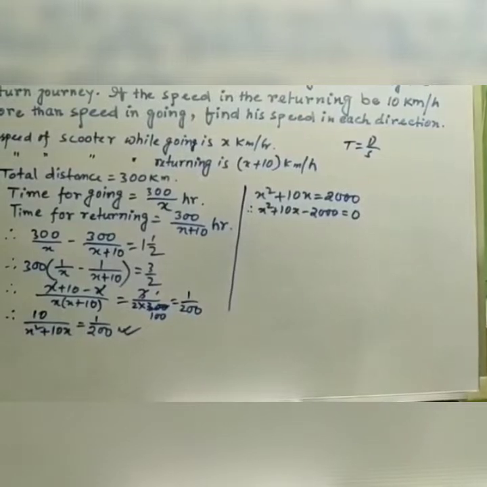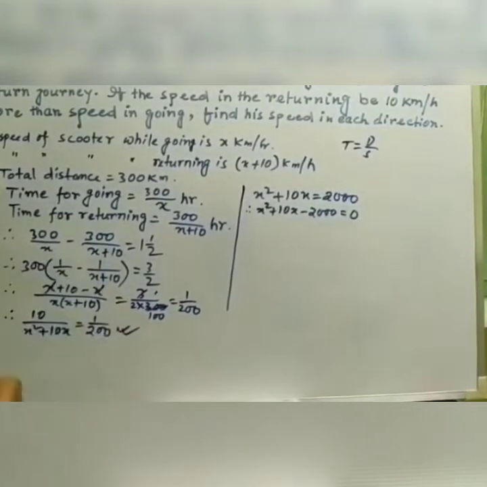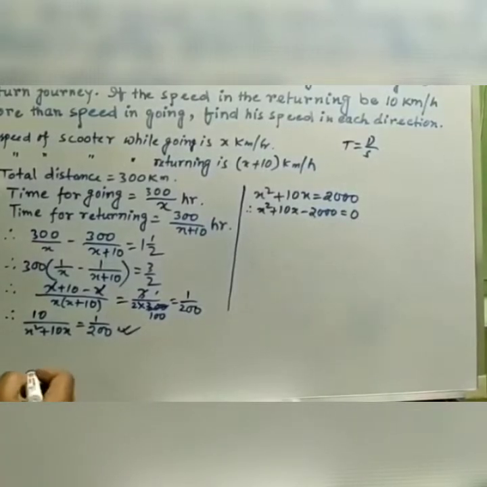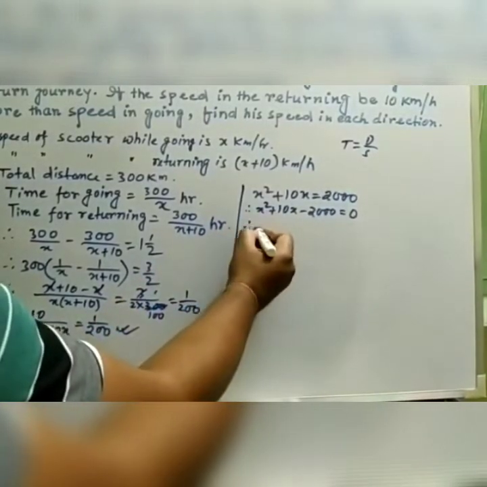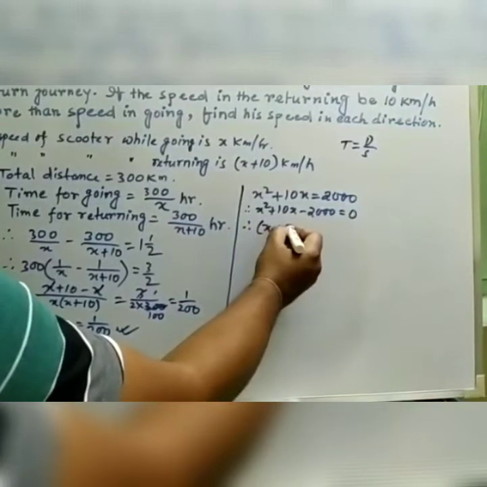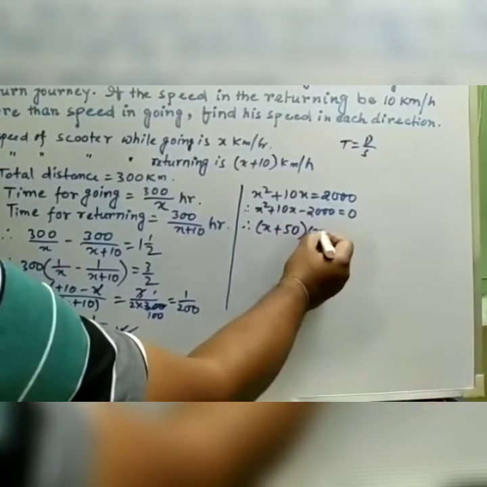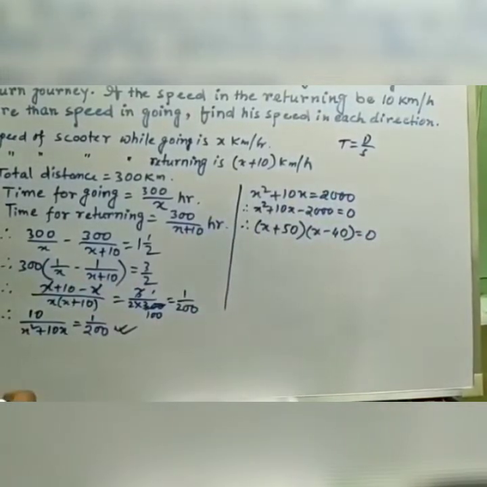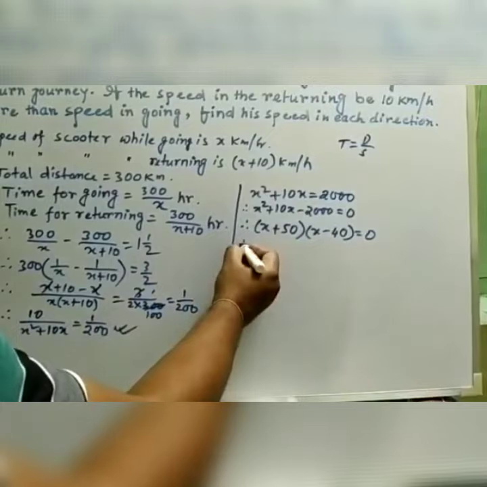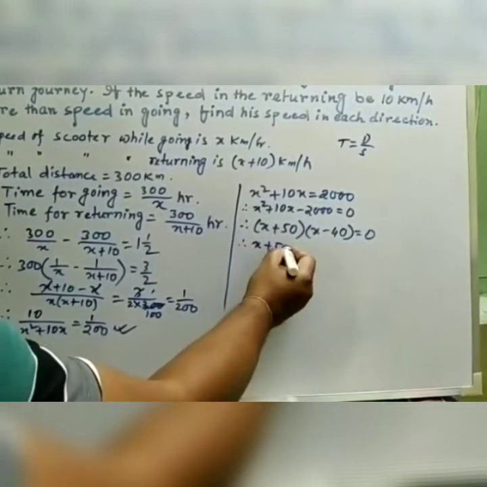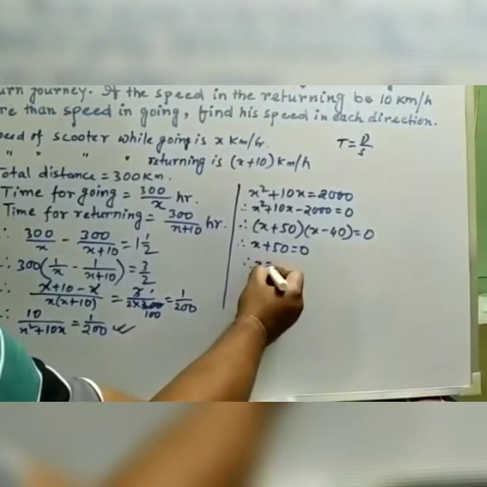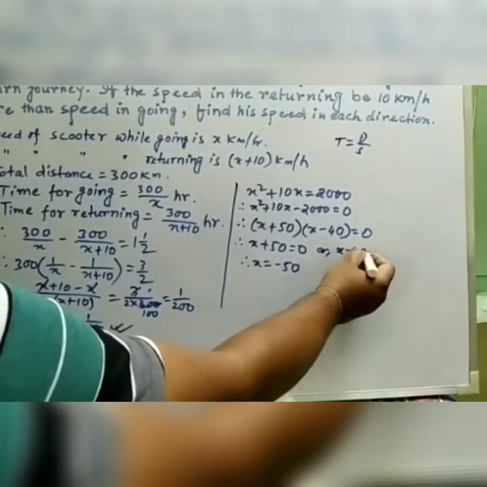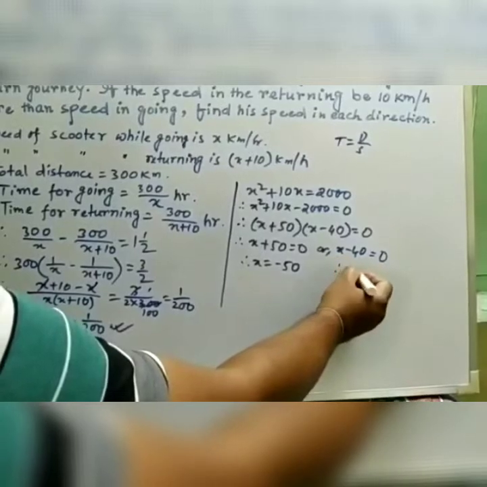So now we can see that 2000 is the product, and you know 50 into 40 is 2000, and their subtraction is 10. So by calculation you can get the factors as x plus 50 into x minus 40 equals to 0, because 50 minus 40 is 10. So by equating them with 0, then x plus 50 equals to 0 gives x equals to minus 50, or x minus 40 equals to 0 gives x equals to 40.